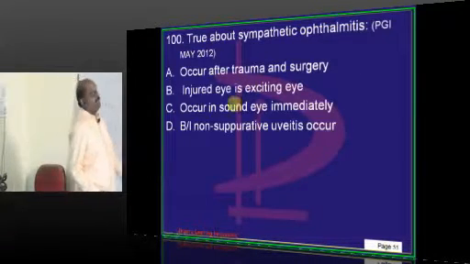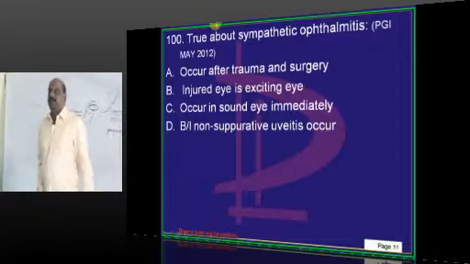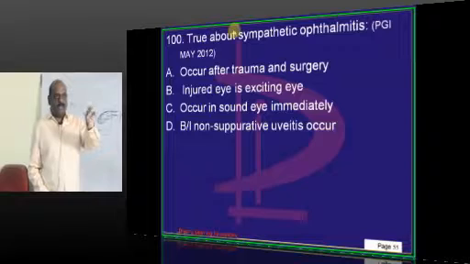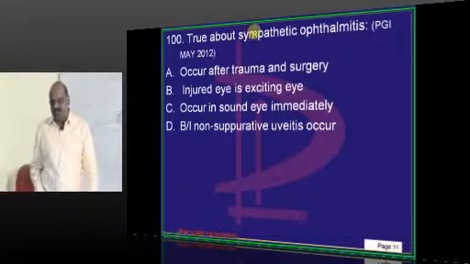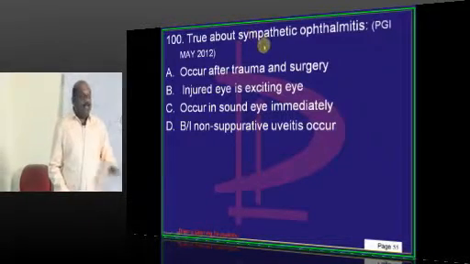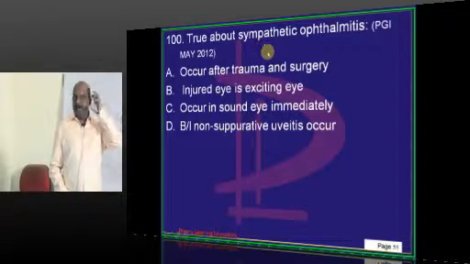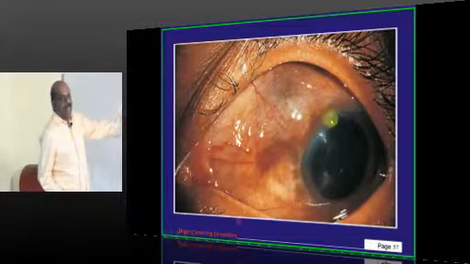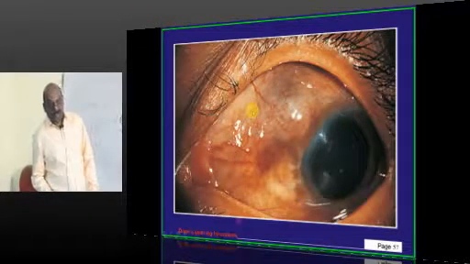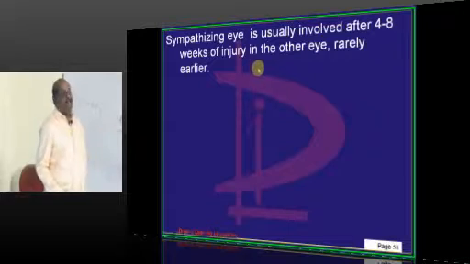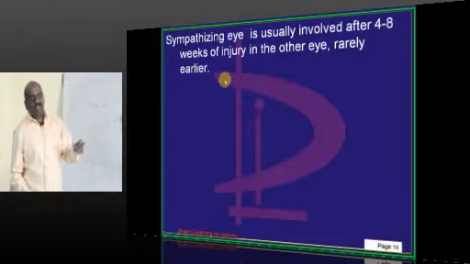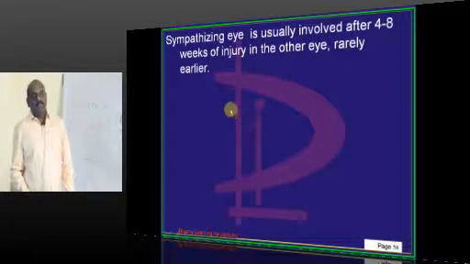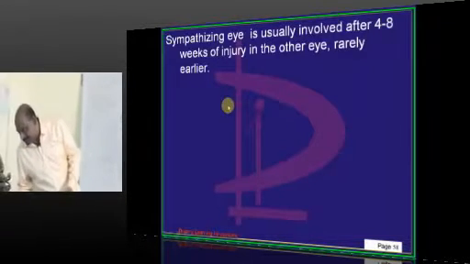So, sympathetic ophthalmitis, any injury in one eye will cause the release of the antigens from the dangerous zone of the eye. What is that dangerous zone? Ciliary body. And that in turn will lead to development of sympathetic ophthalmitis in the other eye and typically lead to uveitis. But after the injury, at least 4 to 8 weeks of time is required before the other eye get affected with sympathetic ophthalmitis is what you need to basically remember.